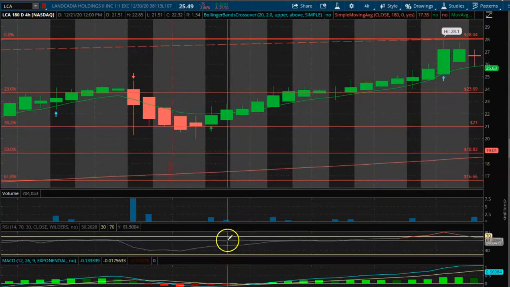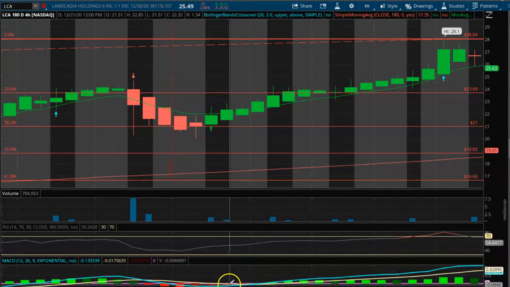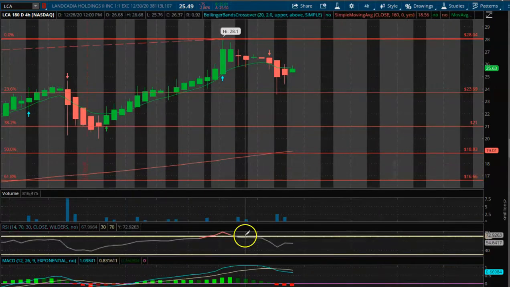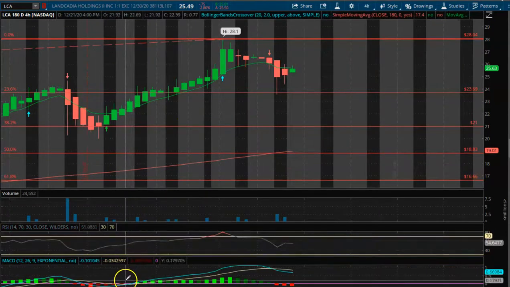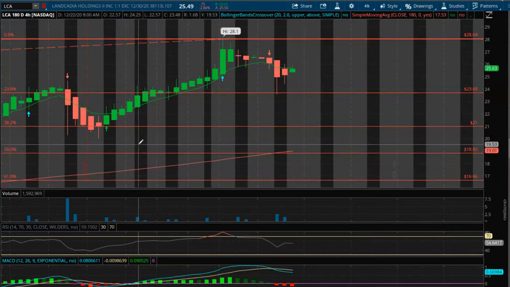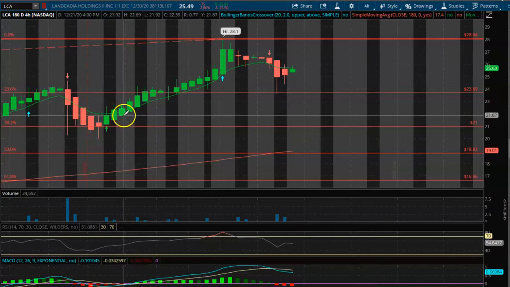Also, if I look down here at the MACD, it's starting to get closer to crossing over to green from the red. So that's telling me that I have some momentum. I can see some more upside.